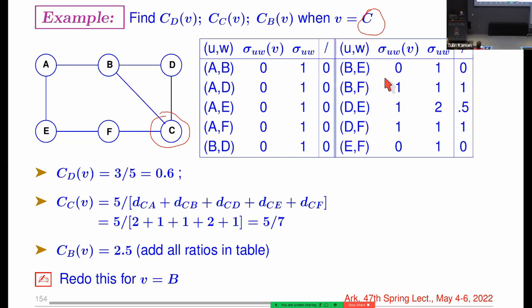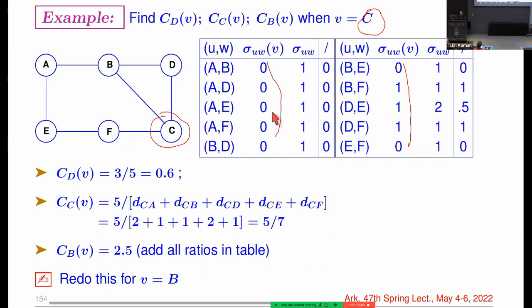B, so I'm looking first at this column here, okay? And then this is just the other ones. So from B to E, there's 0. B to F, there's a shortest path here that goes from B to F of length 2, this one here. So this, you have a 1 in here.